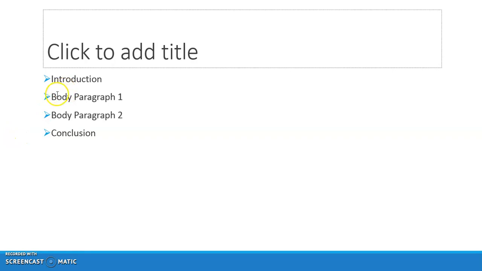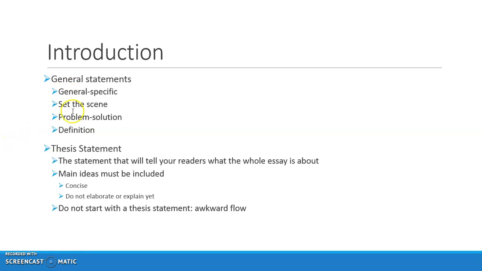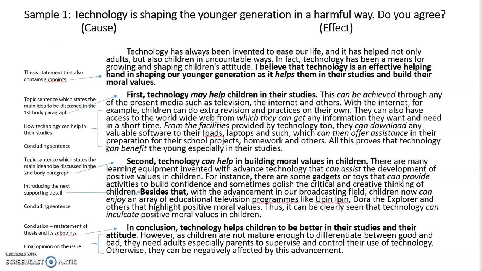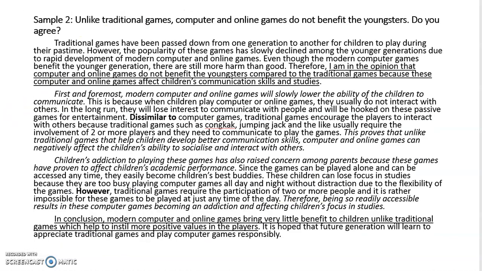So let's look at the introduction first. If you still remember, there are 2 main elements that are needed in the introduction. The first one is the general statement, and the second one is the thesis statement. Let's look at this as an example. Just look at the introduction part. As you can see here, this is a cause and effect essay. So let's not look at this, let's look at compare and contrast.